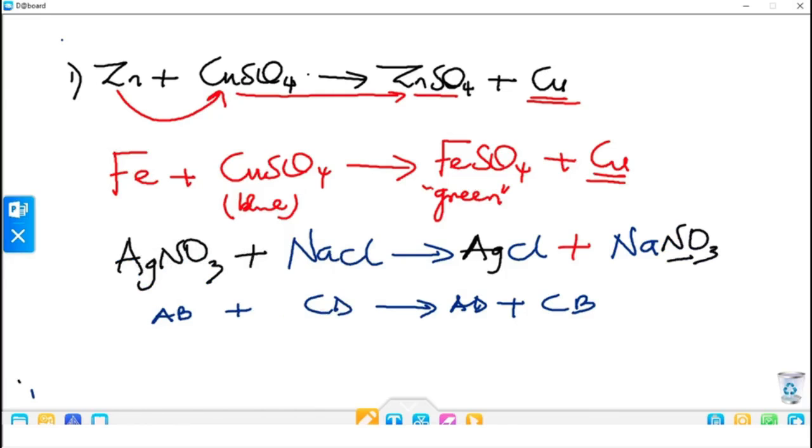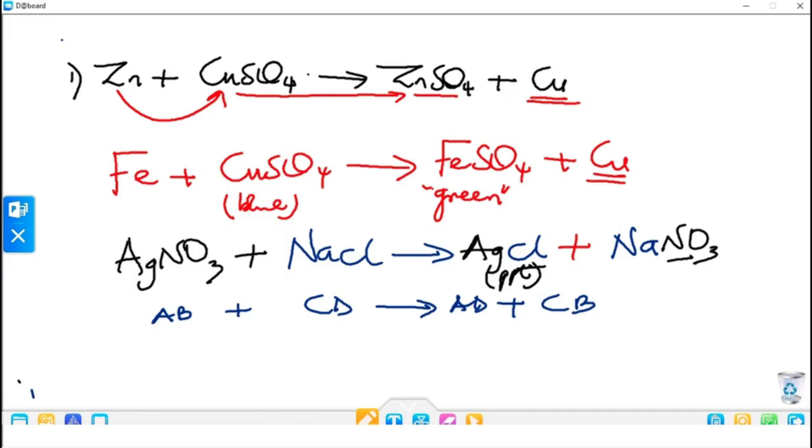So we can see their radicals have been changed. They swapped their radicals, silver and sodium. So silver nitrate reacts with sodium chloride and it gives us silver chloride plus sodium nitrate. Silver chloride is insoluble in water, so it comes out as PPT, precipitate.